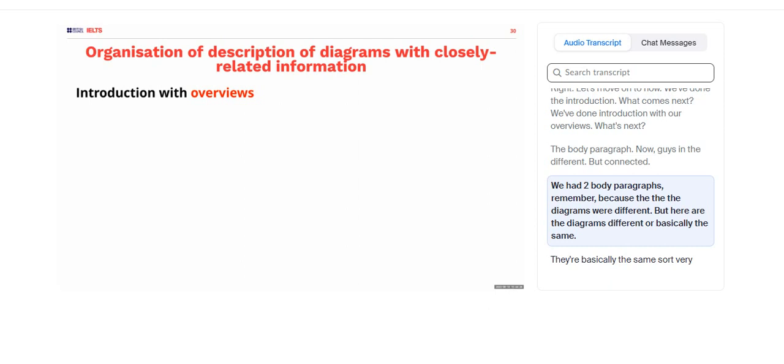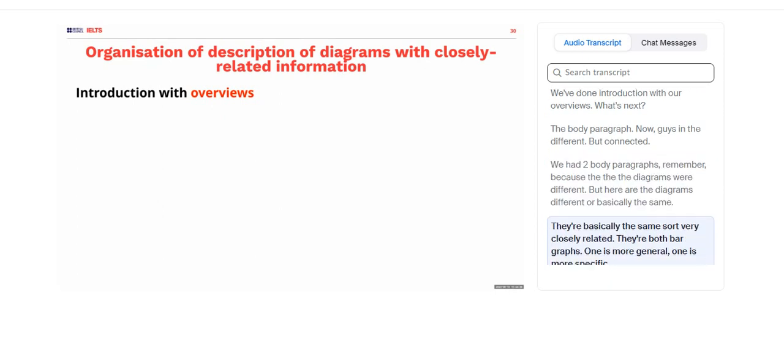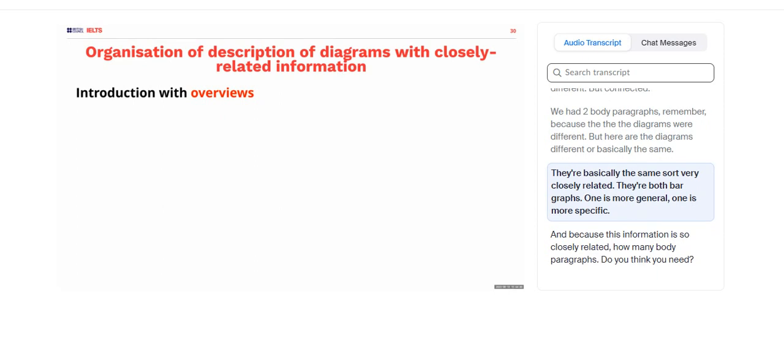Because the diagrams were different. But here, are the diagrams different? Or basically the same? They're basically the same, very closely related. They're both bar graphs. One is more general, one is more specific.